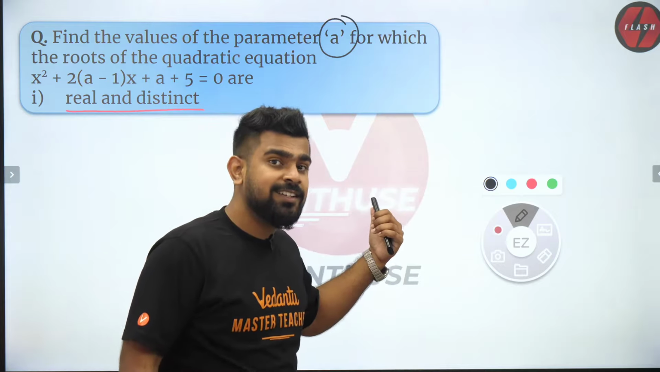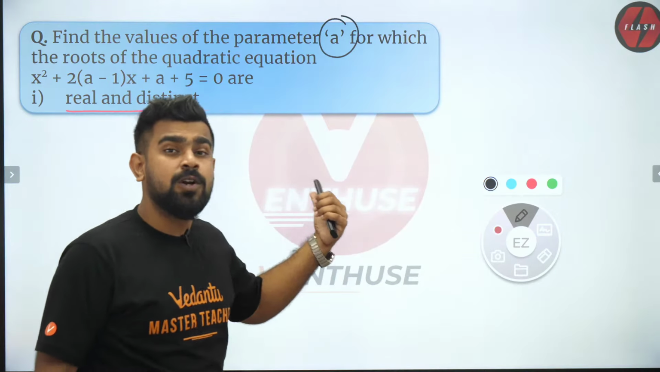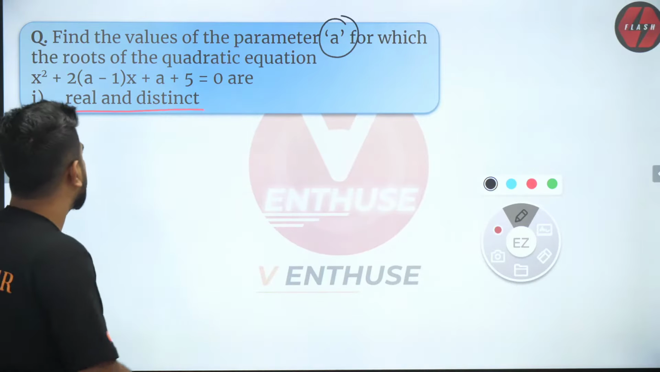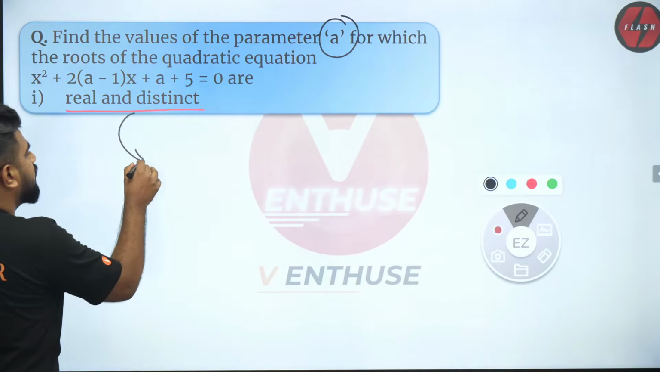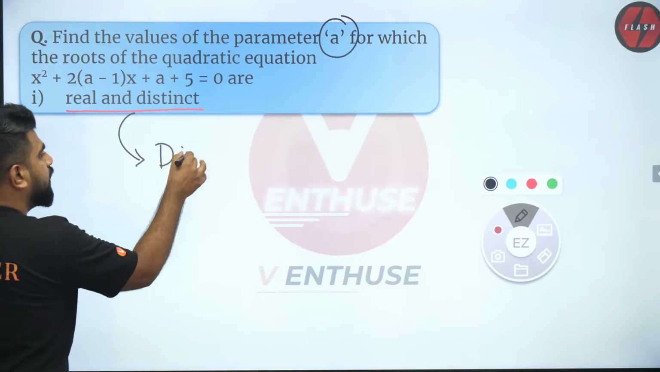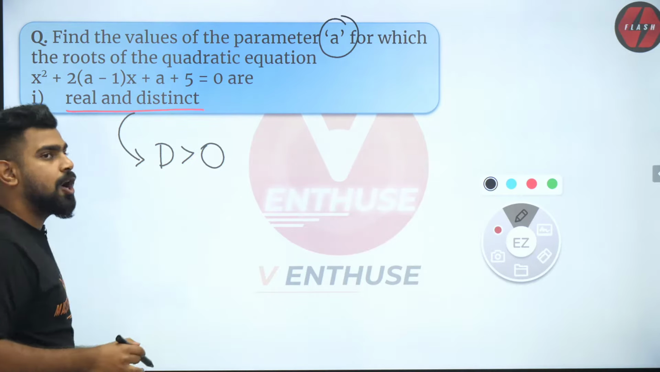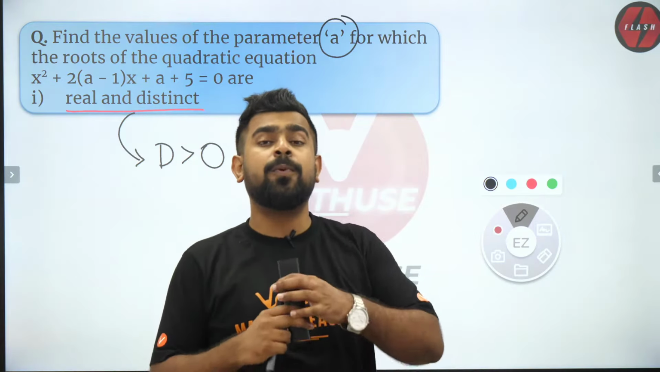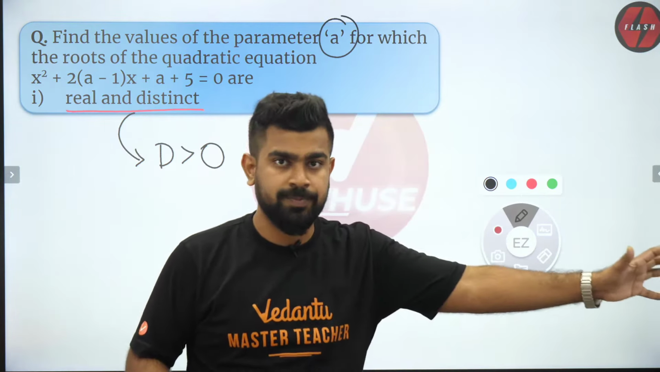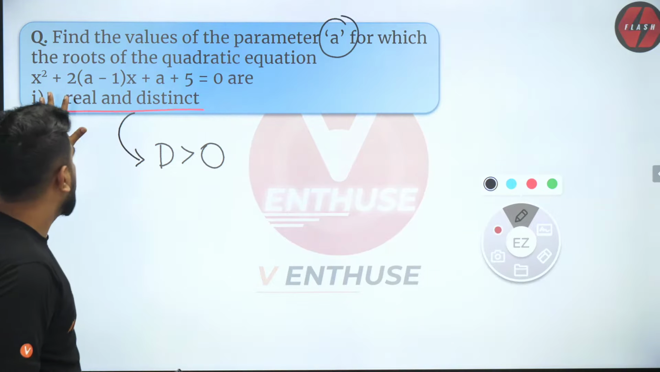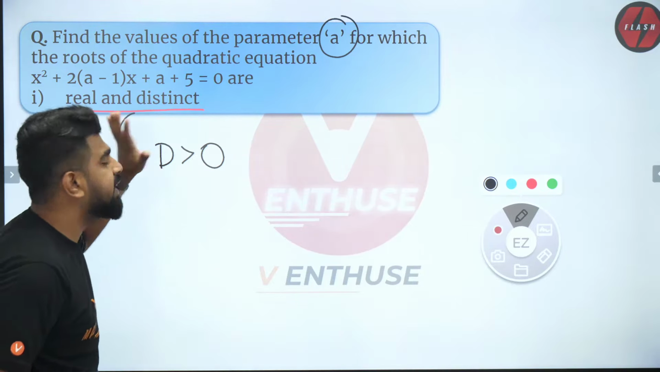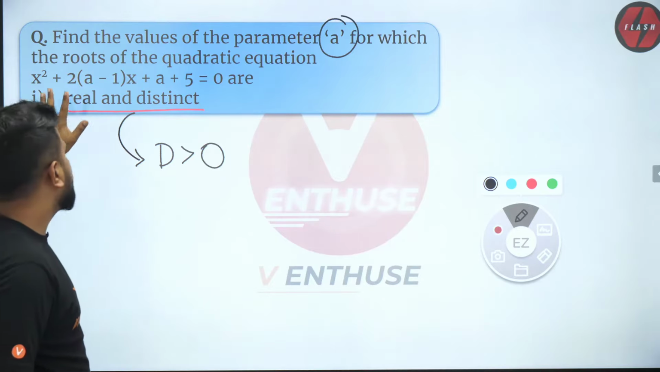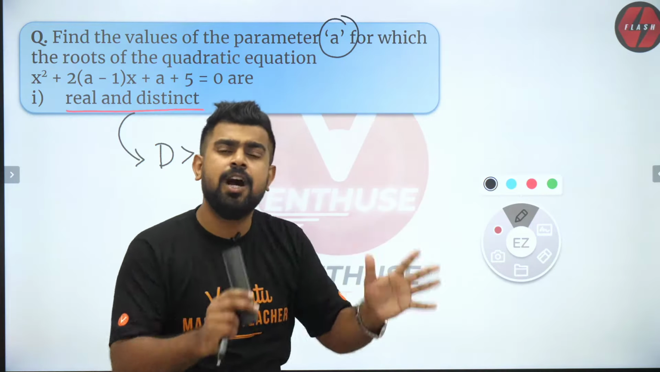I did cover it when we spoke about nature of roots. So real and distinct comes under nature of roots, and the condition is discriminant should be greater than 0, because if discriminant is greater than or equal to 0, then there is a possibility of equal roots also. But what are they asking? They are asking real and distinct only. So distinct means no equality here. Got it? But before we start this question, let's write down everything.